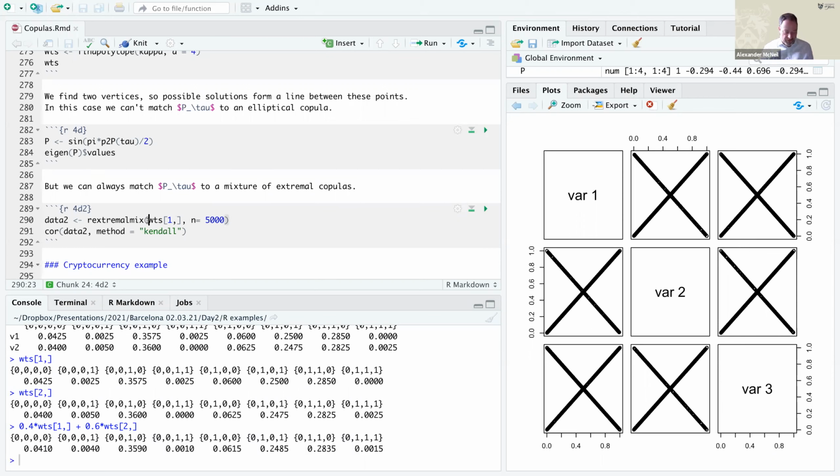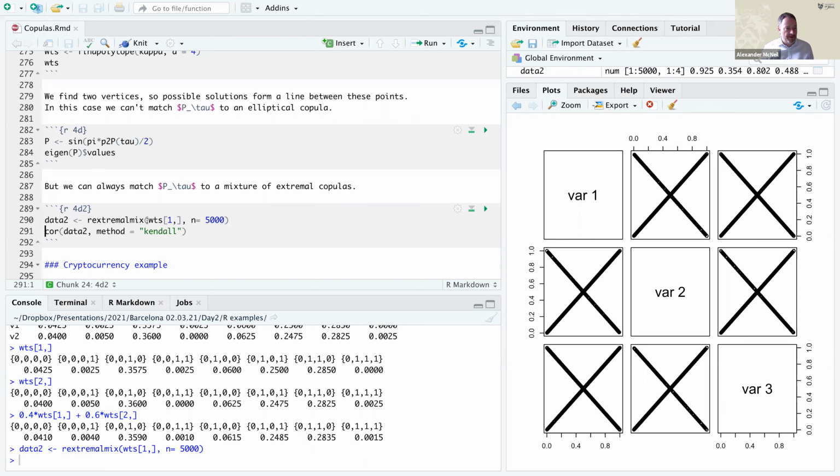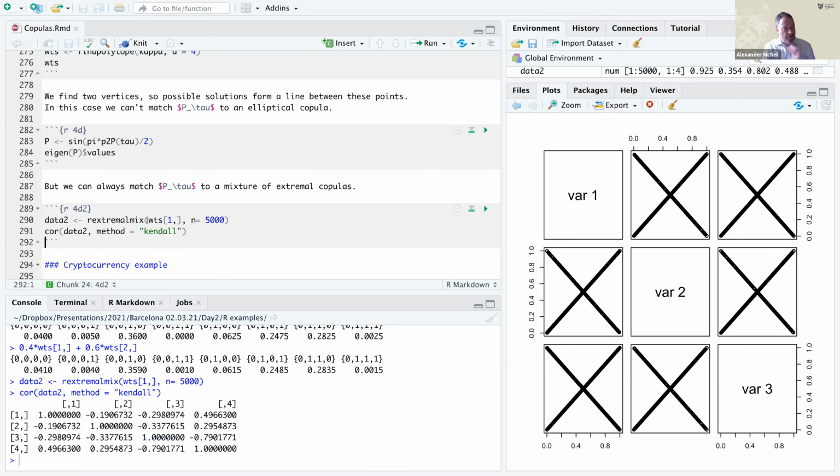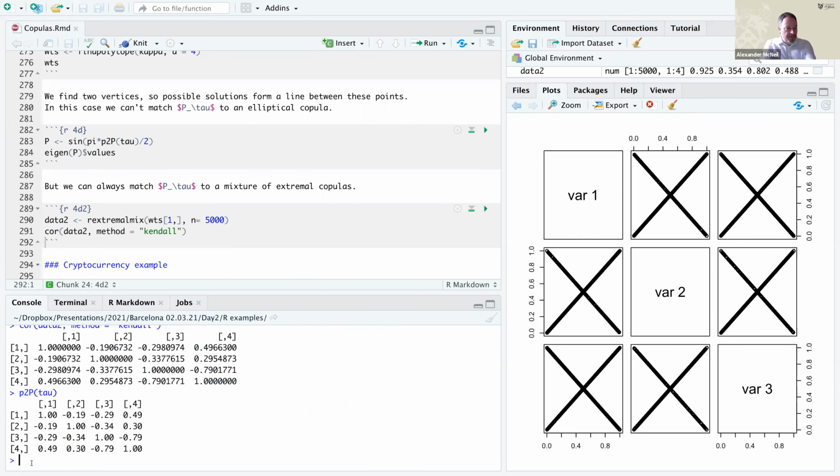But I'm just going to take the first one, and I've generated 5,000 data, and I'll compute the rank correlations, and you can see now that P to P tau, that's what I wanted. And you can see here that I'm pretty close. You can see that I'm really close to what I wanted. This time I took 5,000 data. The more data you take, the estimated correlation is actually going to converge to the value that you want as you take more data.